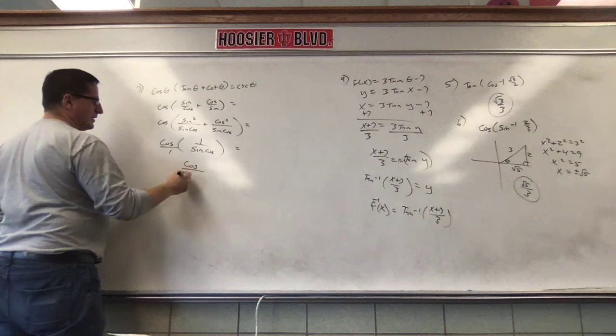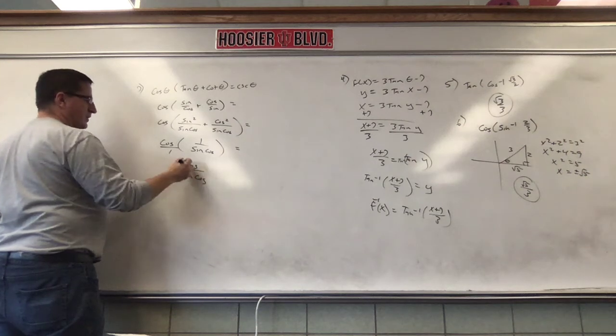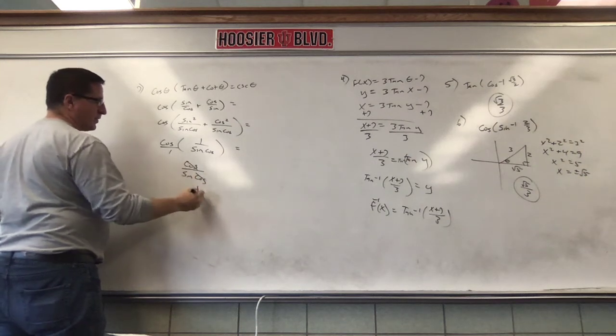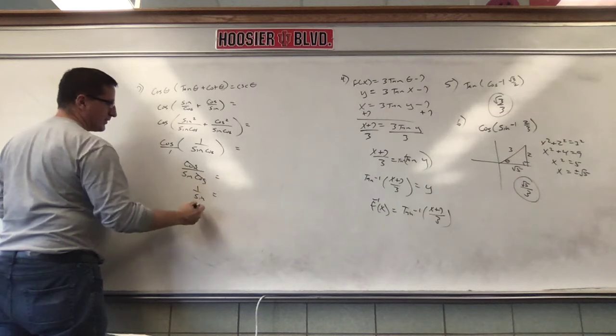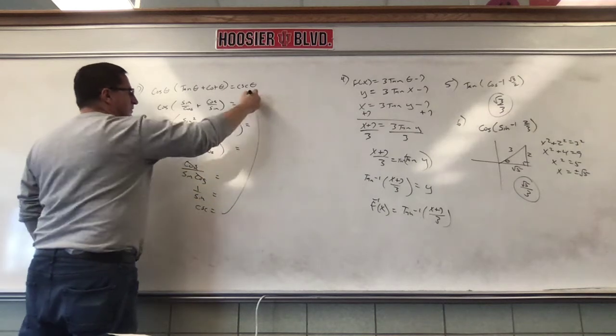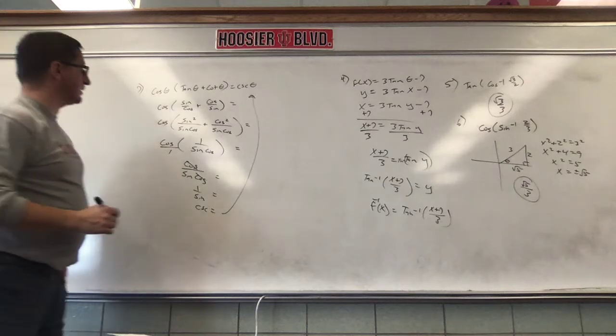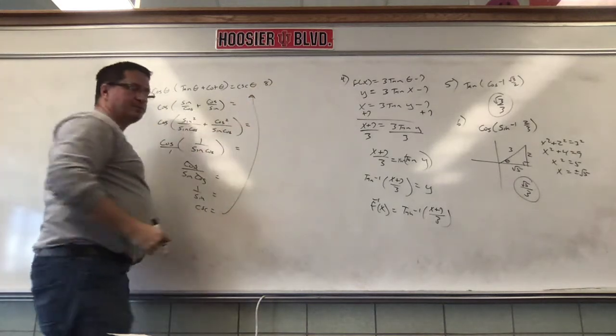1 times sine cosine is sine cosine. The cosines cancel. Be careful, you're not left with sine, you're left with 1 over sine. And 1 over sine is cosecant. Okay? So cosecant equals cosecant. Number 8.